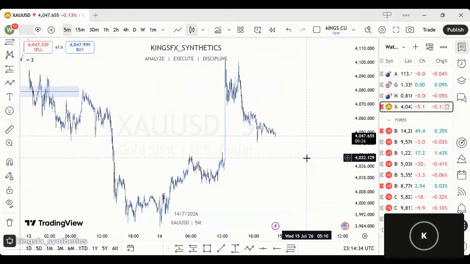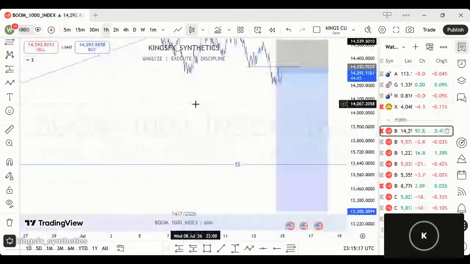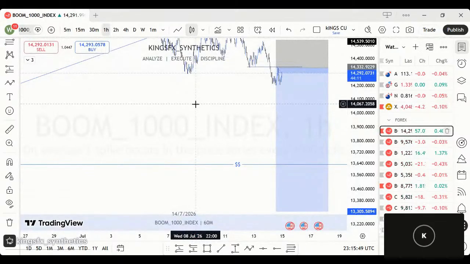I want to see everyone's results later on, for those who took this trade. Remember, Boom 1000 is a very, very volatile market. If you have already made enough profit today, I won't advise you to still take this trade, because Boom 1000 is very volatile, especially if your account is below $500. Do not bother taking this trade if your account is below 500. If your account is above 500, you can take the trade and hold, because it's a very volatile market, and we have to deal with it just like that.